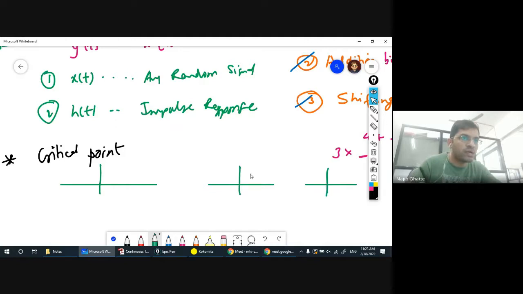So this is x and this is y. This is the first signal, okay? This is the second signal, fine. Second signal is there, and this is the third signal, fine. This is the third signal. What can you say for this, sir? You will be saying, sir, this is like a rectangular pulse.